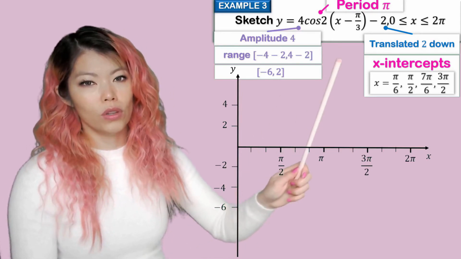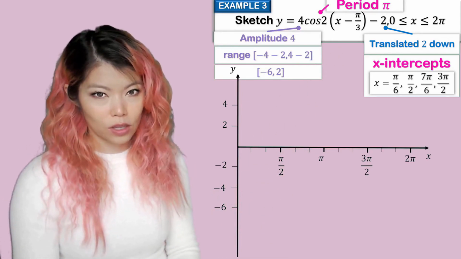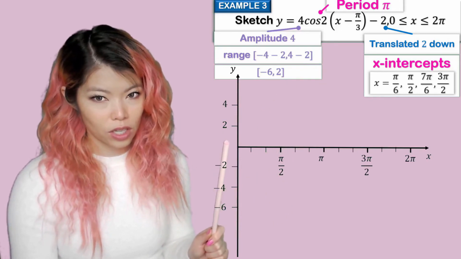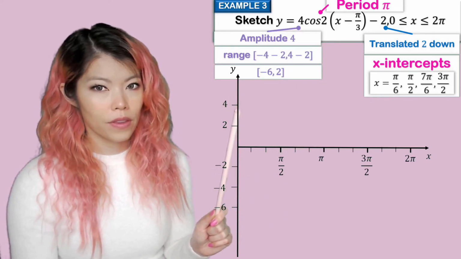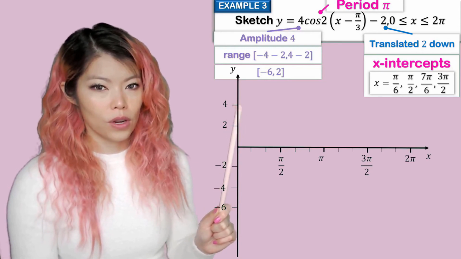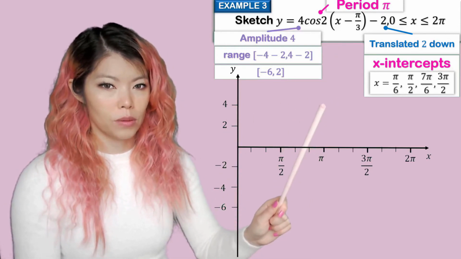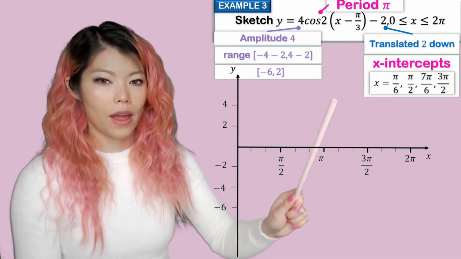Next, let's sketch our original graph without the translations. So it starts at 4, sorry, it's cos. So it starts at 4, ends at 4 after one period, which is pi up here. So it goes like that.